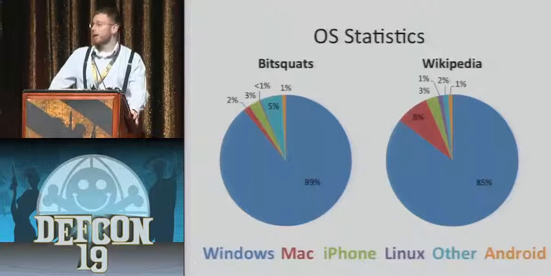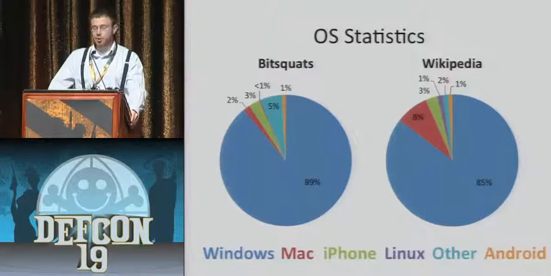I'll start off with the commonalities. So there's a giant common share of Windows boxes, which is to be expected. Windows is the most popular OS. Then there's about 3% iPhones, 1% Linux users, and 1% Android.